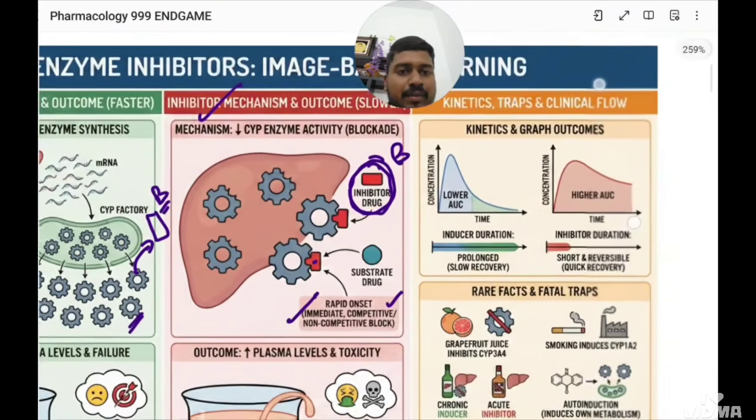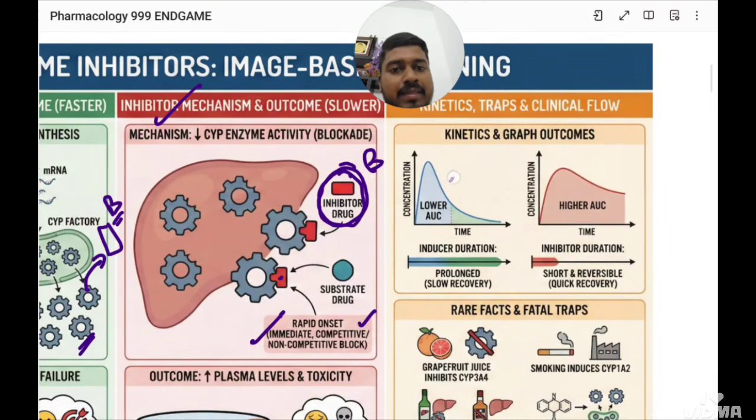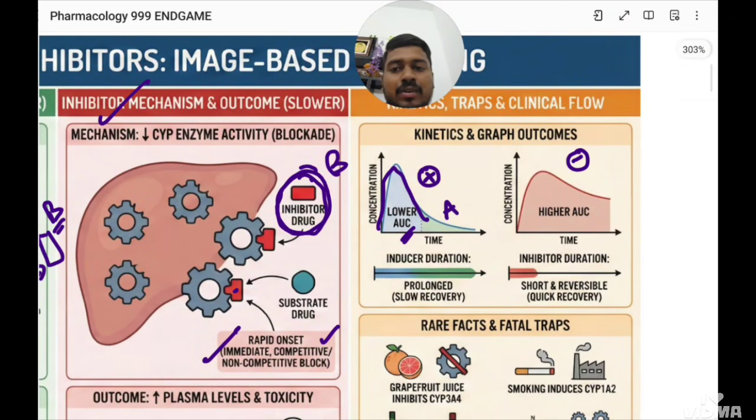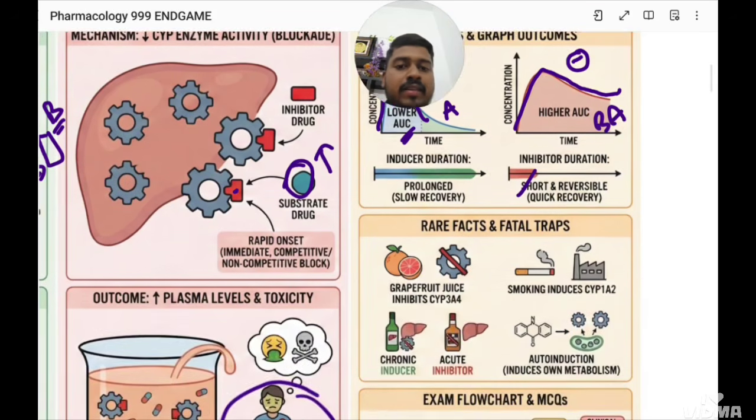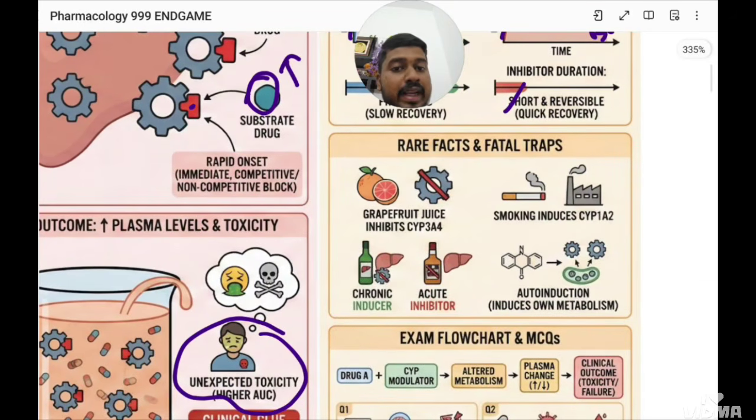Now we'll see an example. When there is an enzyme inducer, the therapeutic level of drug A, which was supposed to act, comes down because enzymes are induced, so those enzymes will metabolize drug A. Hence it will lead to lower AUC, which means lower area under the curve, so there is decreased effect of drug A. What happens in enzyme inhibition? In enzyme inhibition, drug A levels increase. As a result, there is a higher area under the curve, which is nothing but bioavailability, and hence it can lead to toxicity. Some examples which you need to know: grapefruit juice.